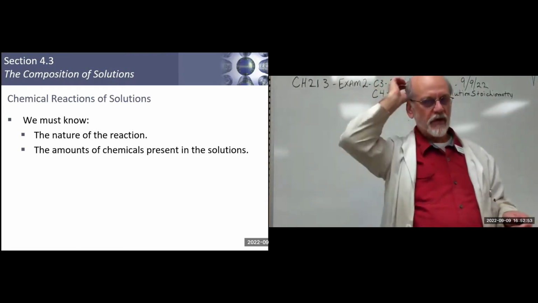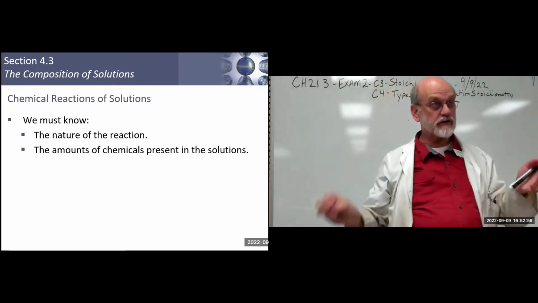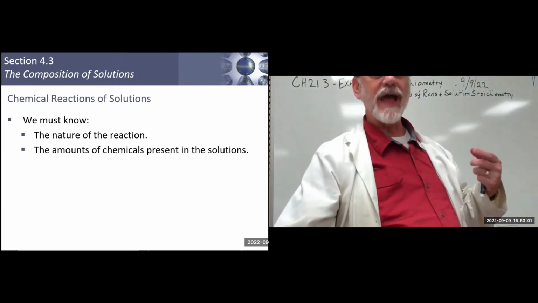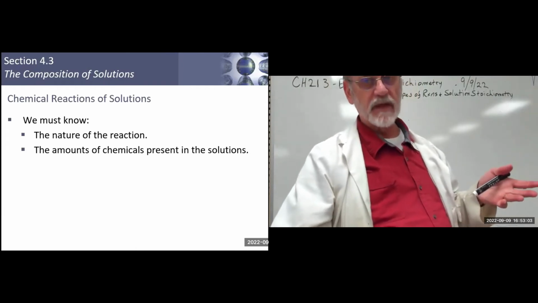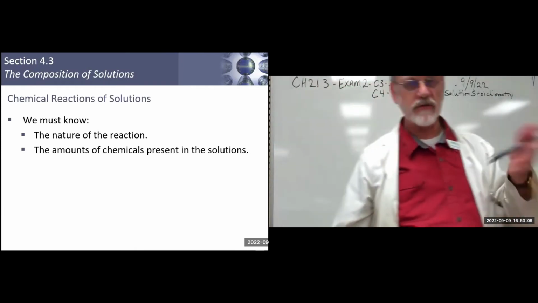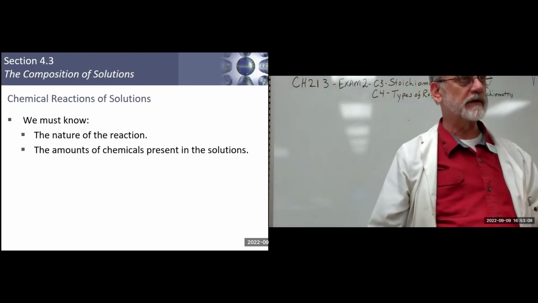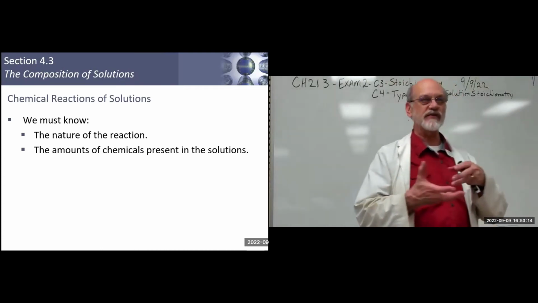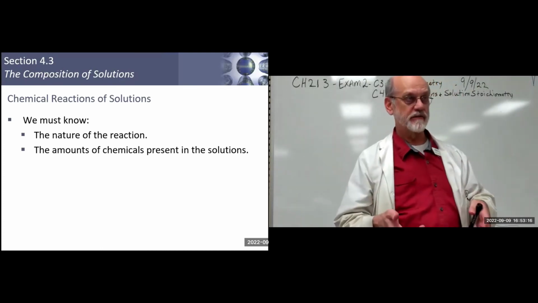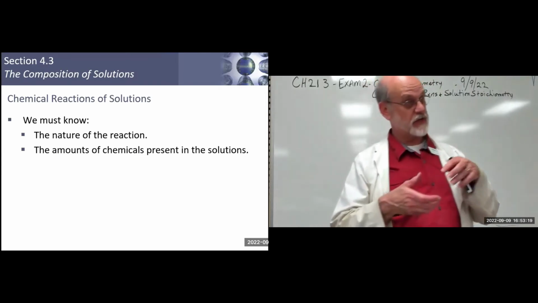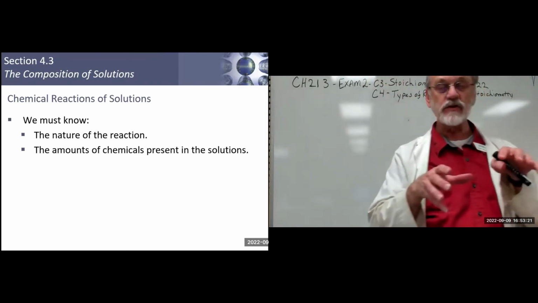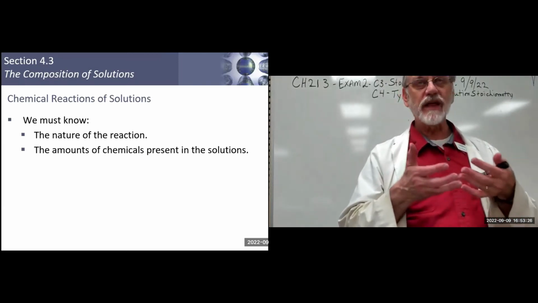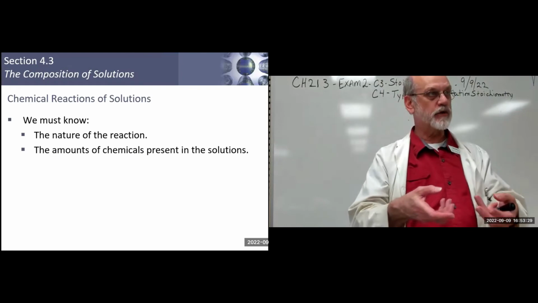Okay. So we have chemical reactions that occur in solutions. That's possible. So we need to know the nature of the reaction, just like any chemical reaction. And we need to know the amount of each of the reactants that are present in the solution. Right, so we need a way to express concentrations. Because if we know the concentration of each of the reactants in the solution, then if we measure out a certain volume of that solution, we can calculate how much of the reactant we're delivering.